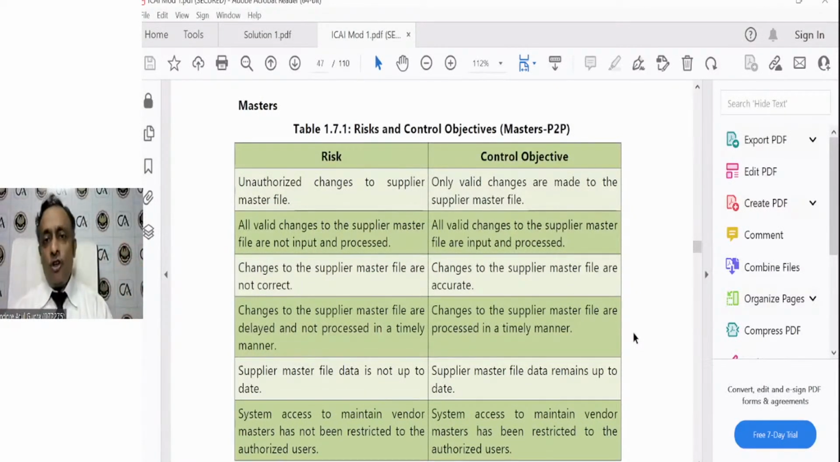Okay, let us talk about it. So what is our topic heading? P2P, the risk and control objective. So first, let us talk about the risk. Unauthorized changes to supplier master file. Supplier master file means supplier master. Now, just imagine the vendor master we talked about.